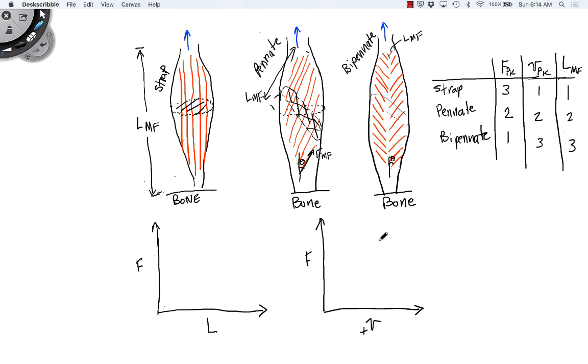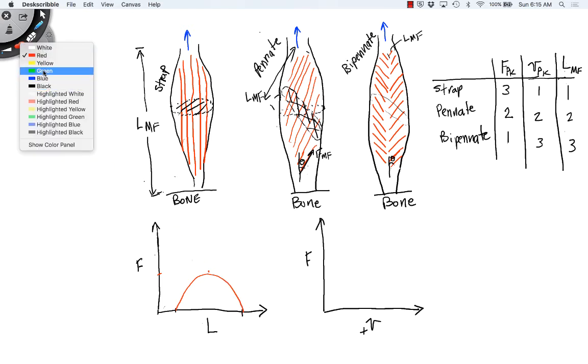So how does this relate to their force-length relationships? Well, the overall length of the muscle tells us the potential for the muscle to operate over a different range of motion or length. And so if we wanted to plot the strap muscle, we'll put it in red. We might start off by giving it a low peak force, which would be there, and then making its force relationship operate over a fairly long range of motion.